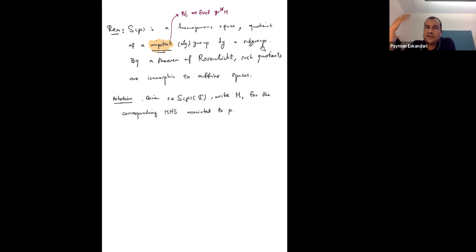And then, by an old theorem of Rosenlicht. I was going to say old theorem of Rosenlicht, but I think all theorems of Rosenlicht are fairly old. But by a theorem of Rosenlicht, all quotients of a unipotent group by a subgroup are isomorphic to affine spaces, in characteristic 0. So that's how you get that these are affine spaces. And the key thing is that you fix the Hodge filtration on the associated gradient.